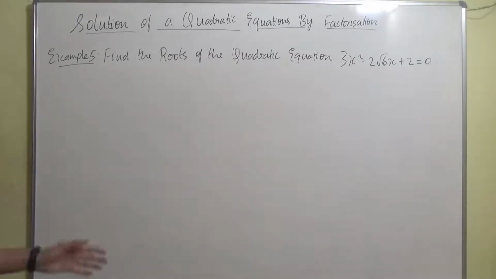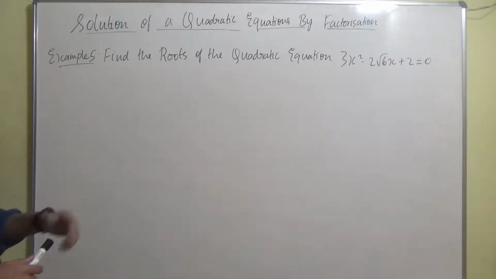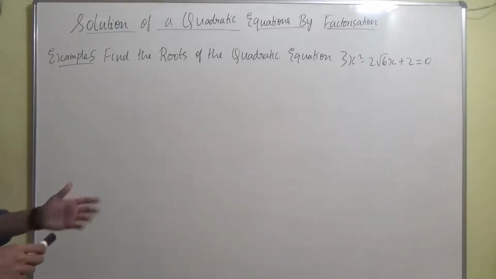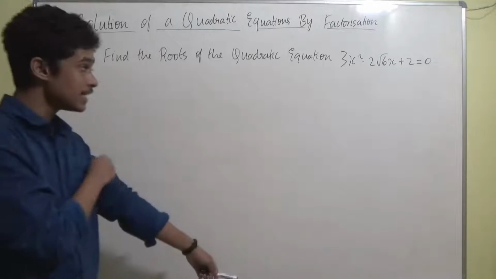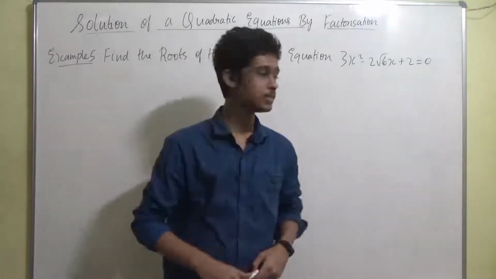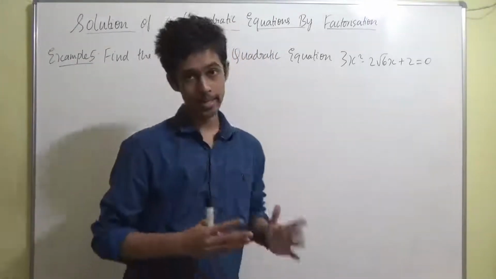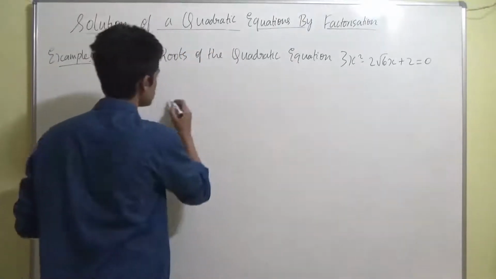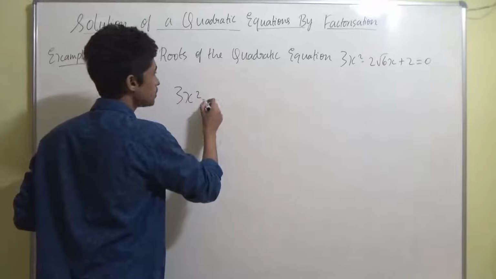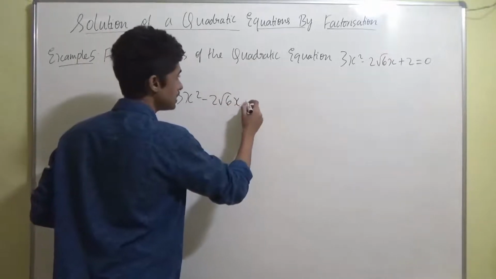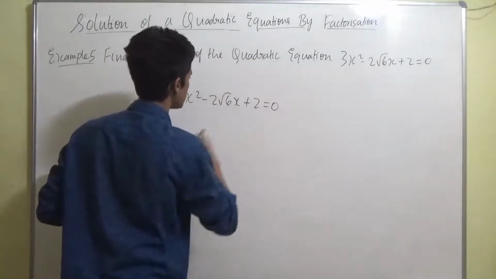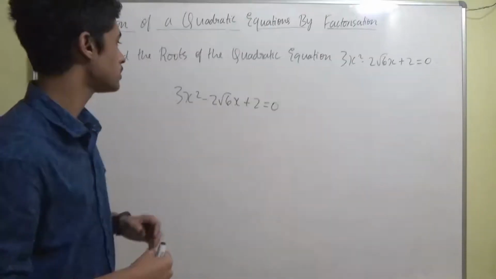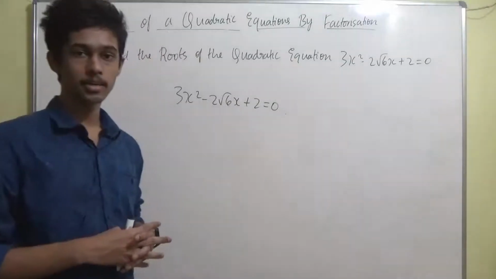Okay guys, now let's see example 5. Example 5 says find the roots of the quadratic equation 3x square minus 2 root 6 x plus 2 equal to 0. Okay guys, in this equation they have given the roots and all, right? So I know it creates a sense of difficulty, but it's not so difficult as you think, guys. It's easy only. It's just that you have to become a bit more comfortable and familiar with the roots, because you have not solved many questions related to roots, right?